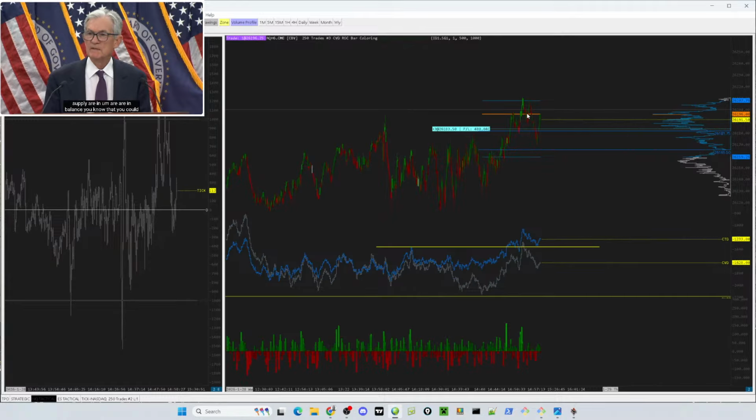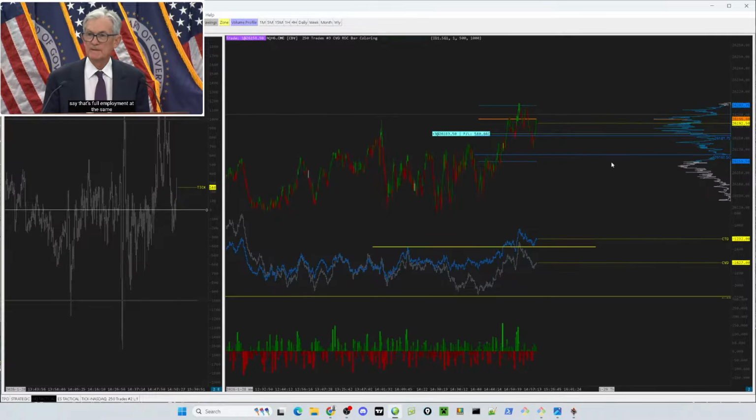Needs to poke through this point of control right here, which is this orange line. It's a very challenging and quite unusual situation.